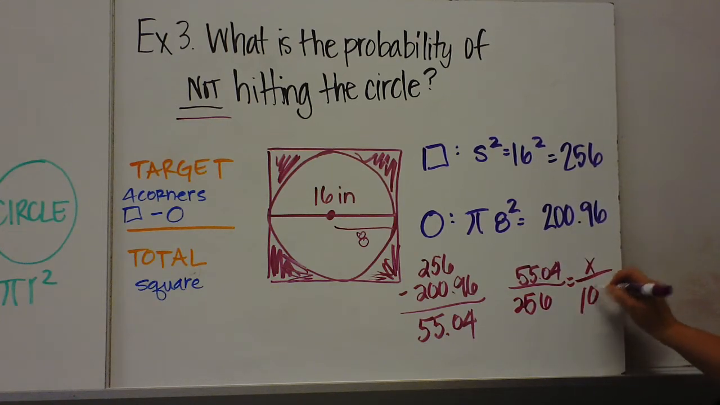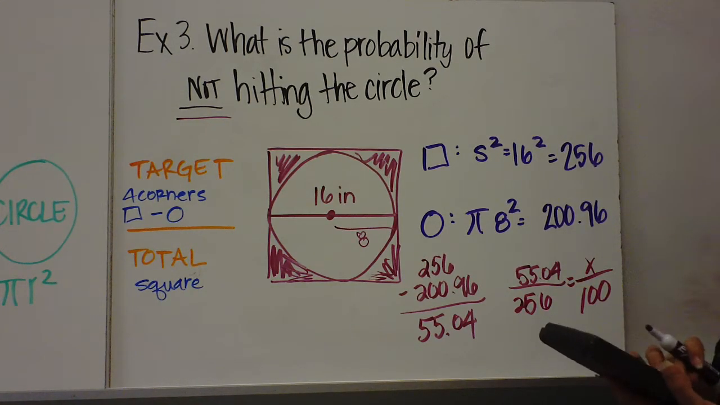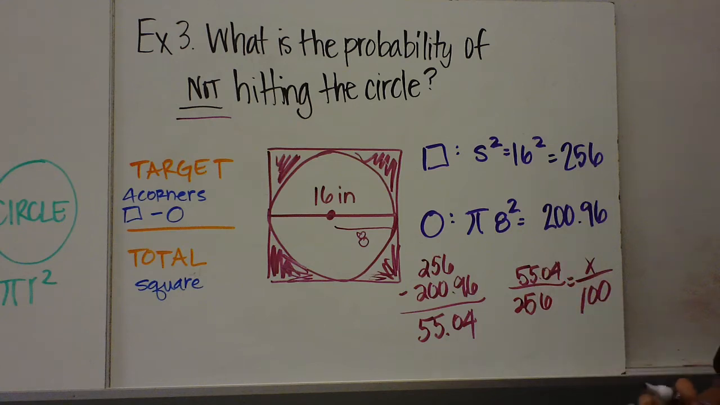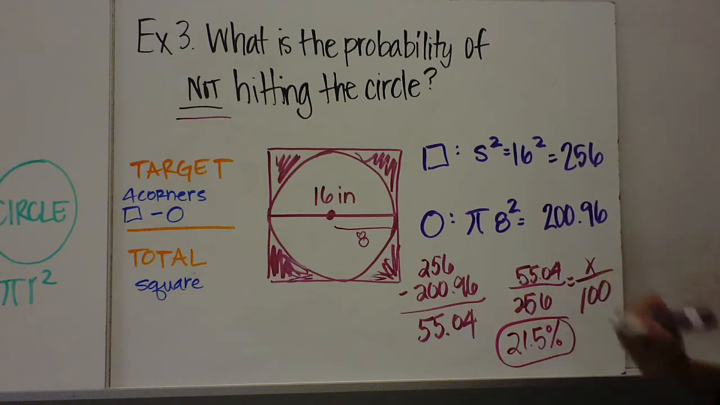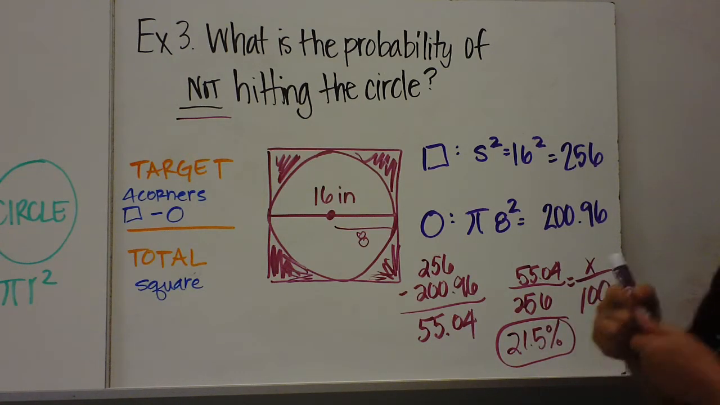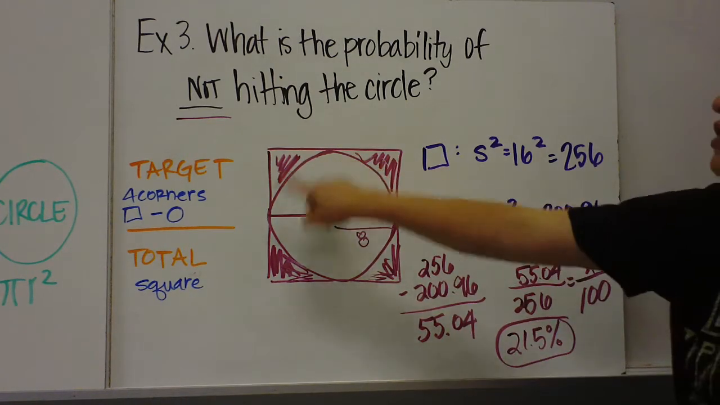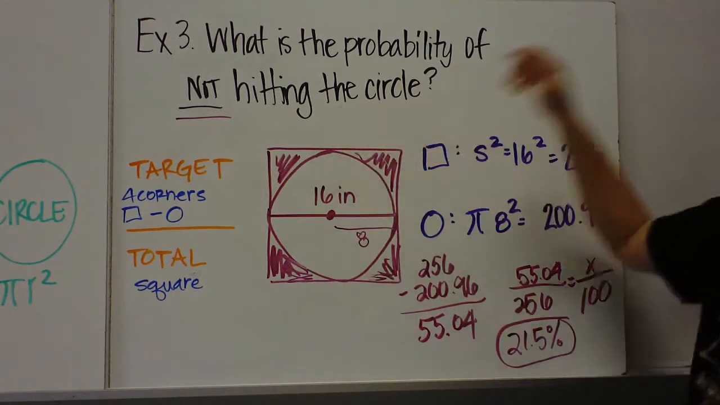I'm going to set it up to x over 100. So 55.04 times 100, divided by 256. And I get 21.5%. So I took out the circle and found the 4 corners, not the circle.